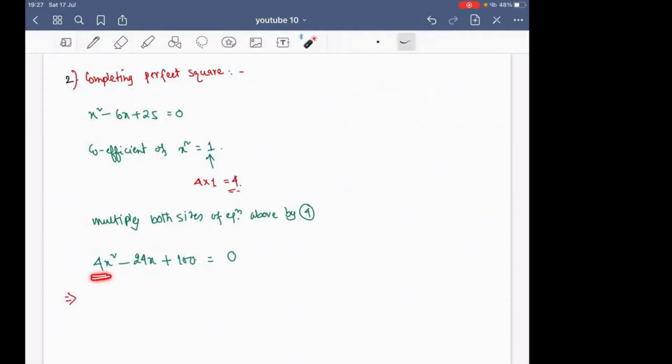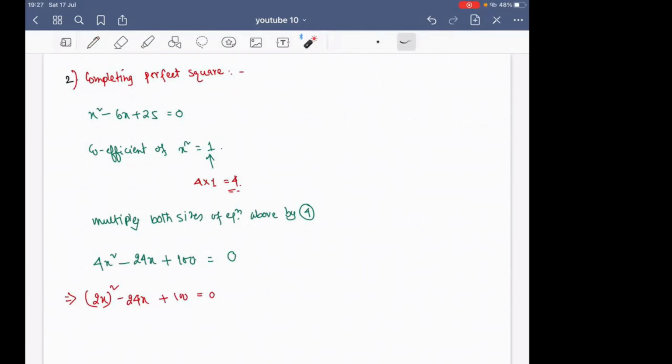Here, this can be made into a square. This can be made into twice ab, and there should be another term, that is b square. But the twice ab will not match with the 24x. That's why we are going to find out the value of b square. So first, 4x square we can put as 2x whole square, keep the 24x, plus 100 is equal to 0.